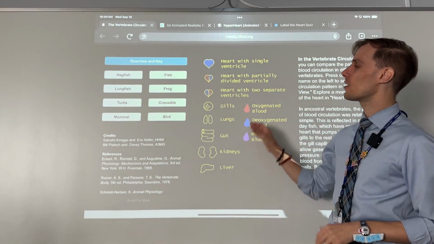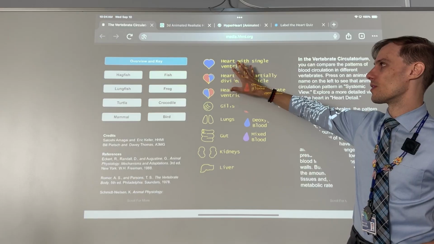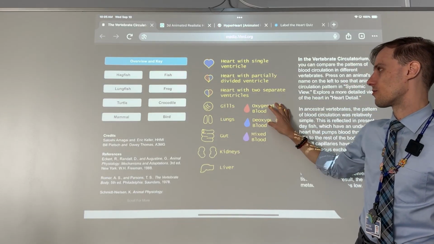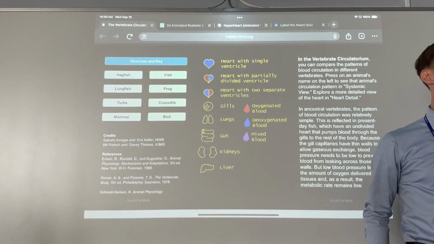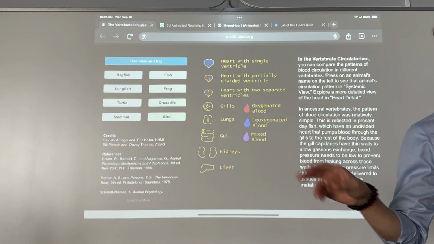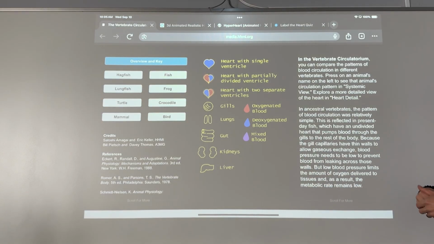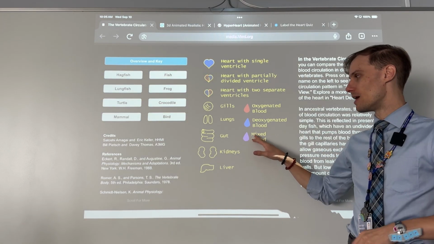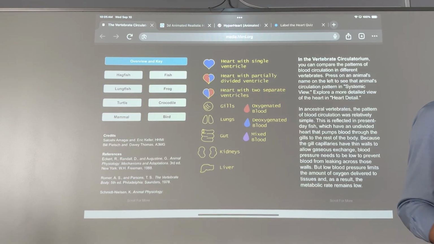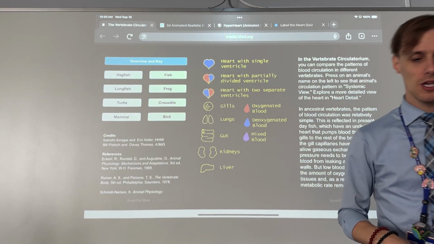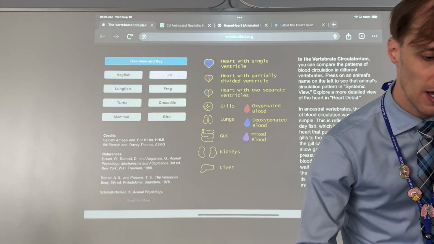The key here is what the heart icons mean. These are the different tissues. As I mentioned before, red represents oxygenated blood, blue represents deoxygenated blood, and purple here may confuse you, but this is actually mixed blood. It's both oxygenated and deoxygenated, and that's only true in some organisms. So let's start off with just fish.